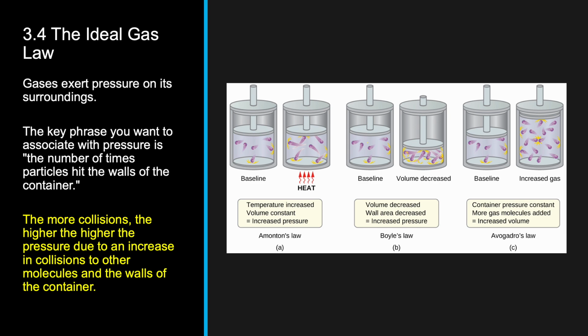Gas pressure comes from particles colliding with the walls of their container. The more frequent the collisions, the higher the pressure. Increasing temperature makes particles move faster, or increases their average kinetic energy, which is going to raise the pressure if the volume stays constant. Decreasing volume is going to force particles into a smaller space, which is going to raise the pressure because if they're in a smaller space with the same number of molecules, they're going to collide with each other and the walls of the container more frequently.